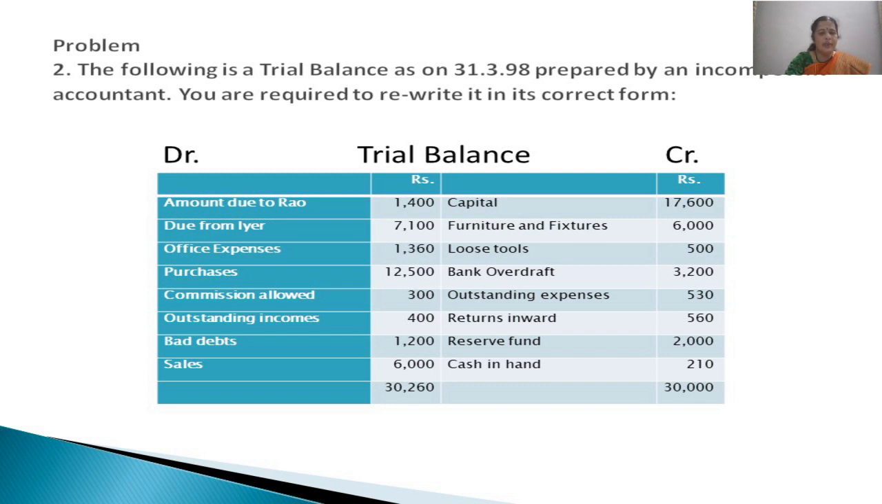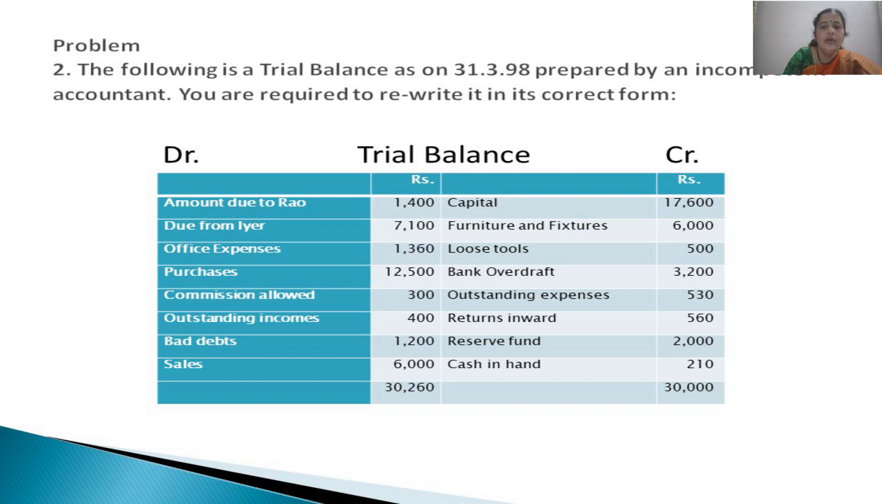Office expenses, okay. Purchases, okay. Commission allowed is also okay. Outstanding expenses, outstanding incomes, sorry. Yes, this has come for the first time. Outstanding incomes: you have already given the service, and the income you have not yet received. Is it correct? Then bad debts, it is a loss, I have told. Is it correct if it is written on the debit side? Sales, is it correct?